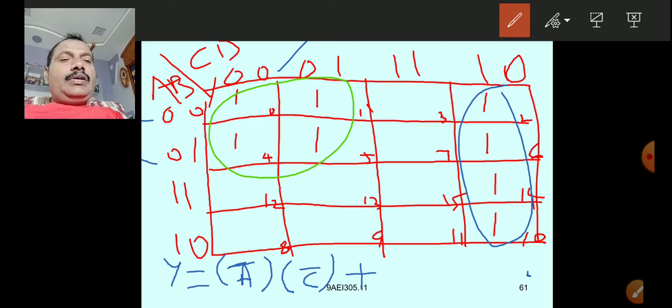Plus the next group. Let us consider this group. This group is occupying 4 rows and a single column. Hence, from top to bottom, you have to come down in the row side. If you observe, A is changing from 0 to 1, B is also changing from 0 to 1. So both the variables are eliminated. Hence, you have to take row side 1. And column side, it is occupying only a single column, so there is no variable changing. So you have to write like this: C D bar.